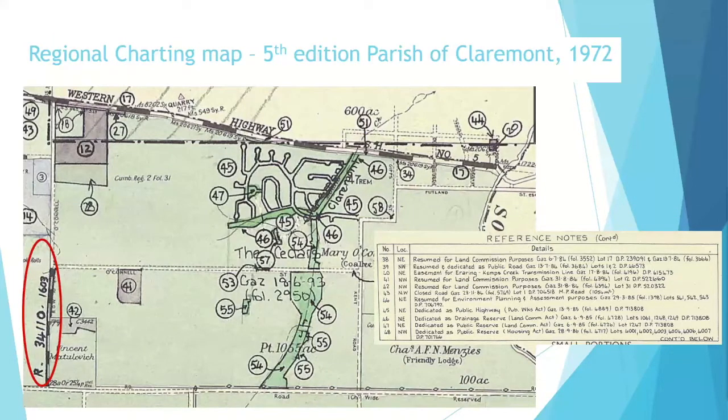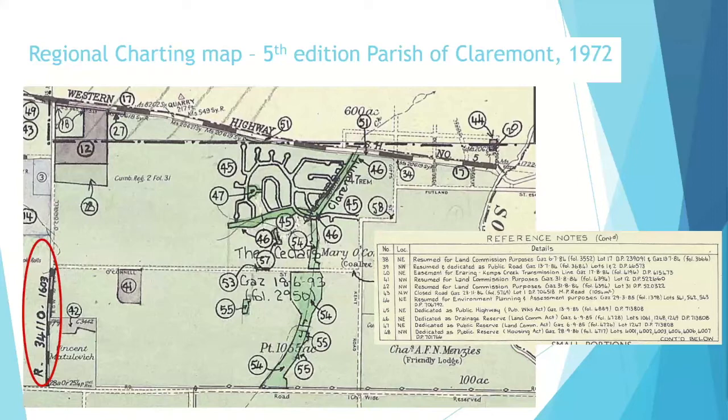And here we have the 5th edition of the Parish of Claremont, used as the regional charting map. And again, someone has penciled in on it the very different street layout of Claremont Meadows with its lots of curves. We also now have a Crown Plan number for O'Connell Lane, and we'll go along to have a look at that in a minute.